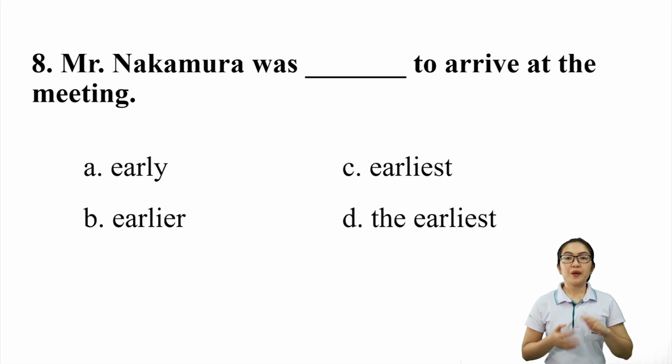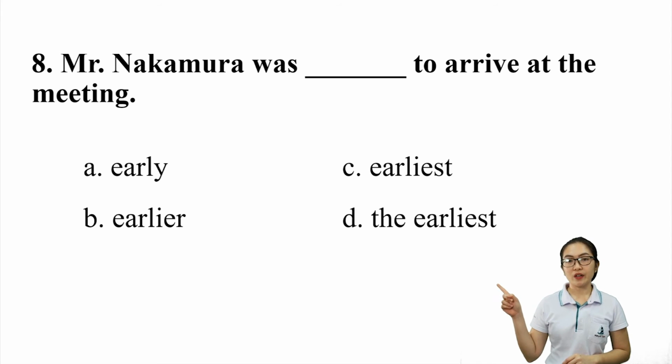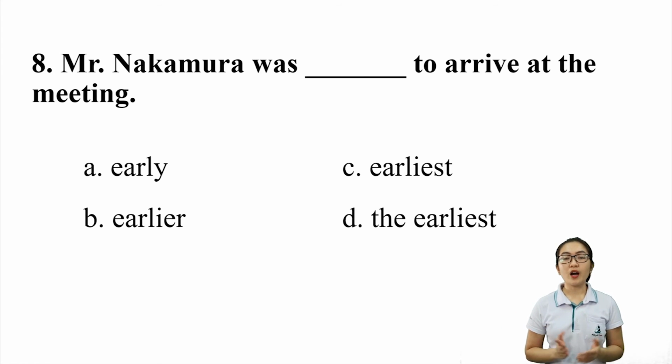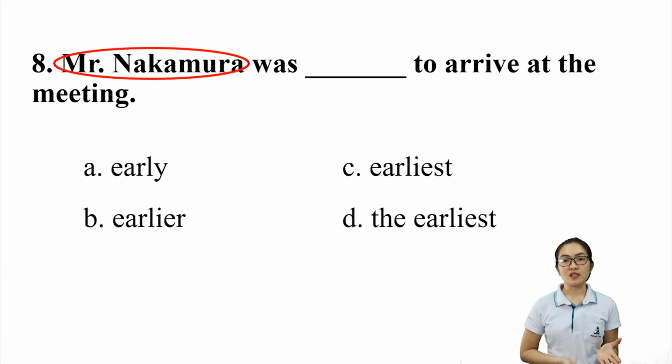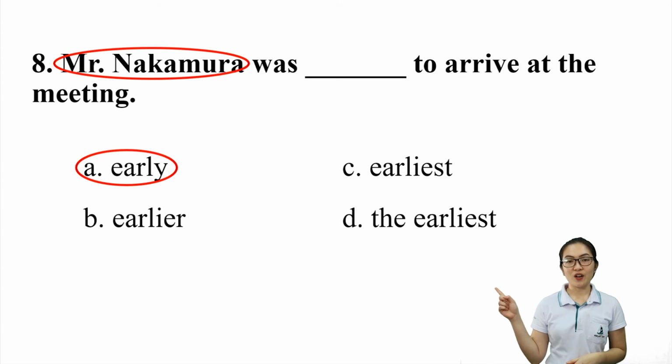Number 8. Mr. Nakamura was blank to arrive at the meeting. A, early, B, earlier, C, earliest, or D, the earliest. In this item, are we comparing people? No, we aren't comparing here. Instead, we are only describing Mr. Nakamura. So we aren't going to use comparative nor superlative adjective, but only the positive form of the adjective. Which among the choices is in the positive form? Great job! It's letter A, early.